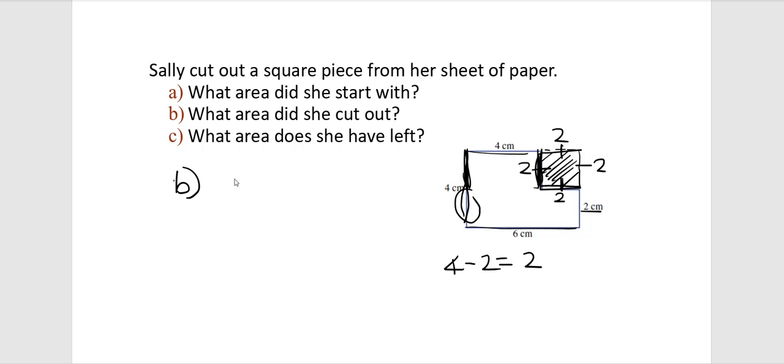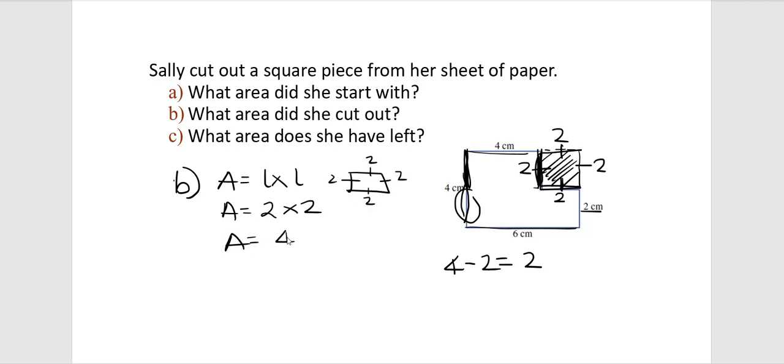So the area she cut out, area of a square is equal to length times length, the same length. So it's equal to 2 times 2. There's my square. If it helps, you can draw it separately to see it a bit better. Okay, a length of 2 all the way around. Area will be equal to 4 centimeters squared. So that's the area she cut out.